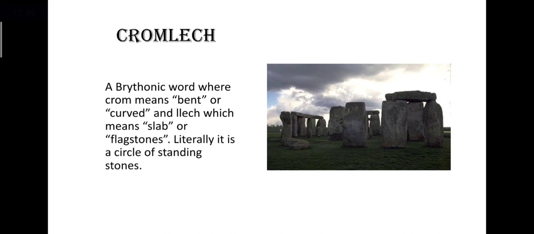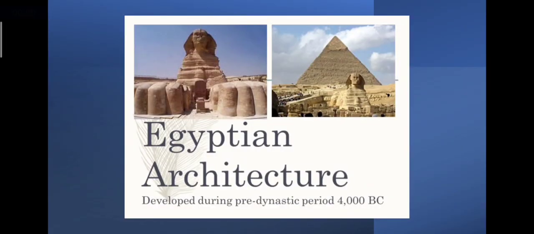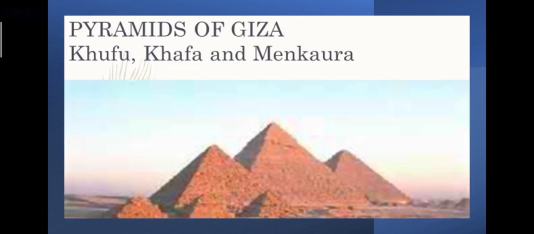Cromlech, a Brittonic word where crom means bent or curved, and lech means slab or flagstones. Literally, it is a circle of standing stones. Egyptian architecture developed during the pre-dynastic period, 4000 BC. Pyramids of Giza: Khufu, Khafre, and Menkaure.